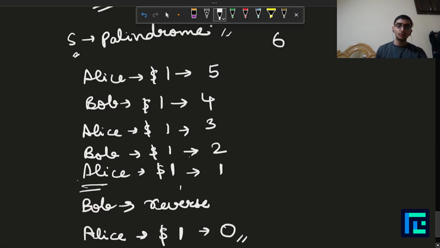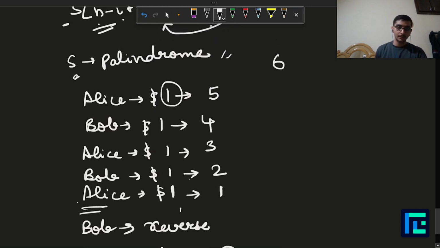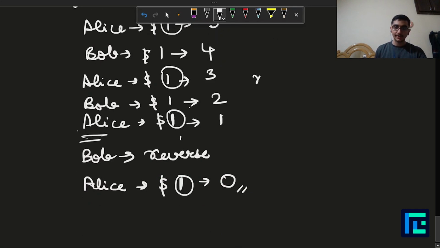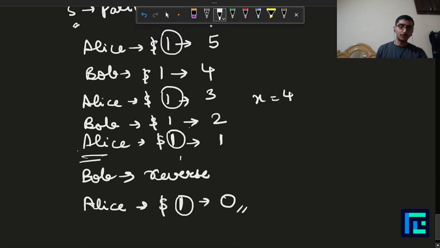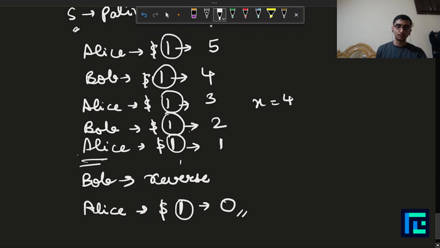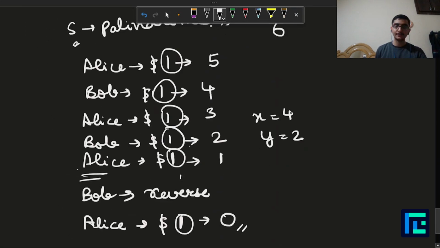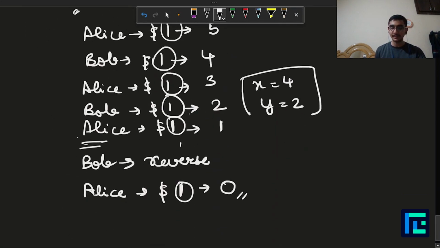And now let's see who paid how much. Alice paid 1, 2, 3, and $4. So X is equal to 4, and Bob paid 1 and 2, so Y is equal to 2. I hope I have not used X and Y anywhere else, because X and Y represent the same thing which I used while explaining the problem statement. X is the amount paid by Alice and Y is the amount paid by Bob. So Alice has paid $2 more than Bob, and hence we'll print Bob because X is greater than Y.